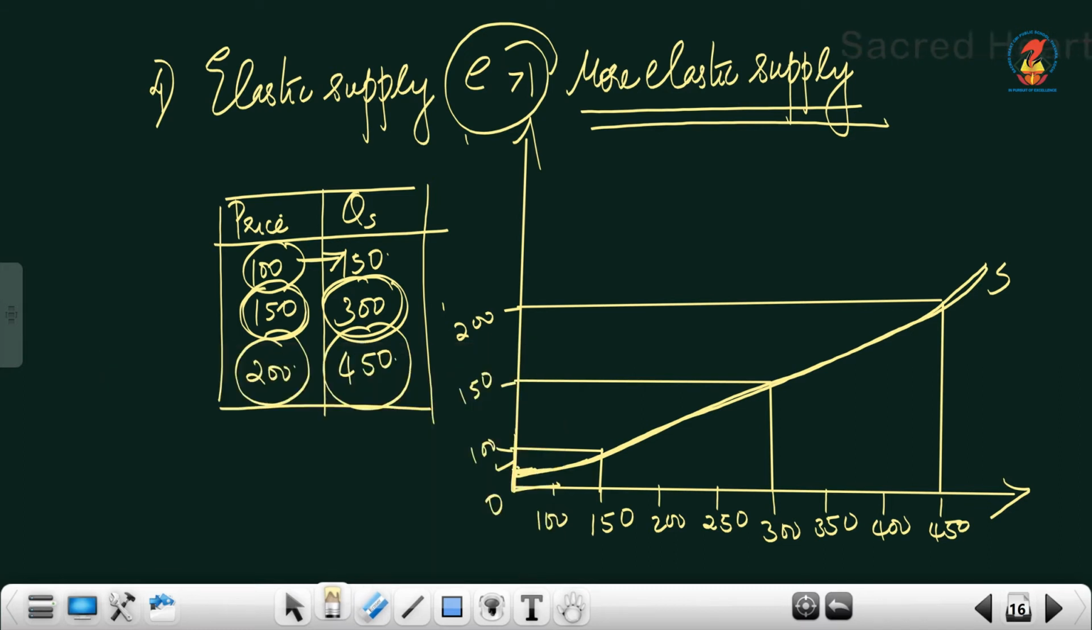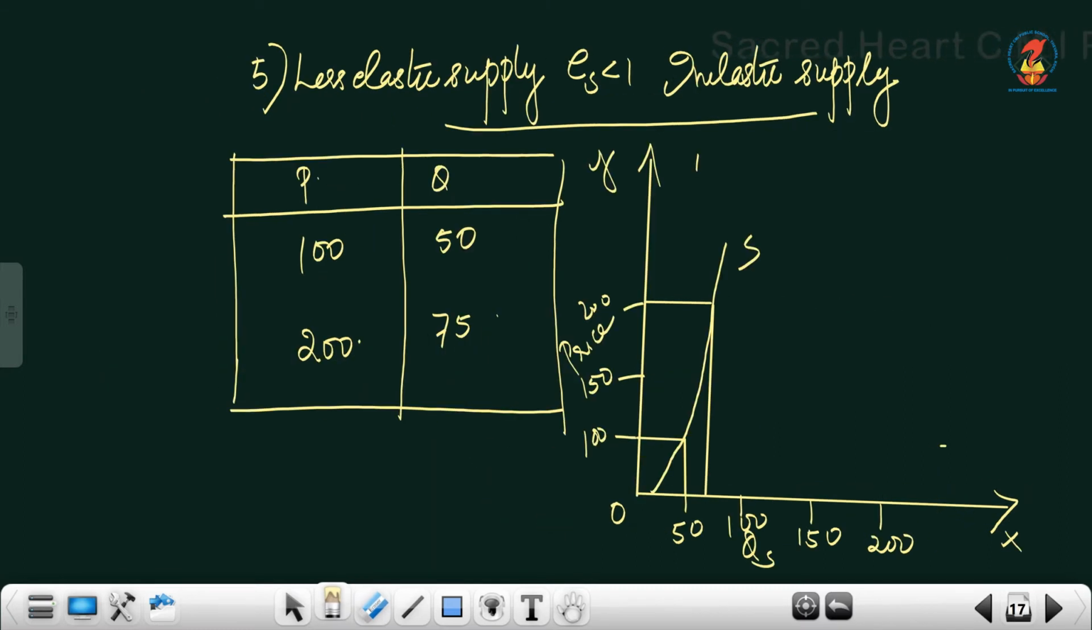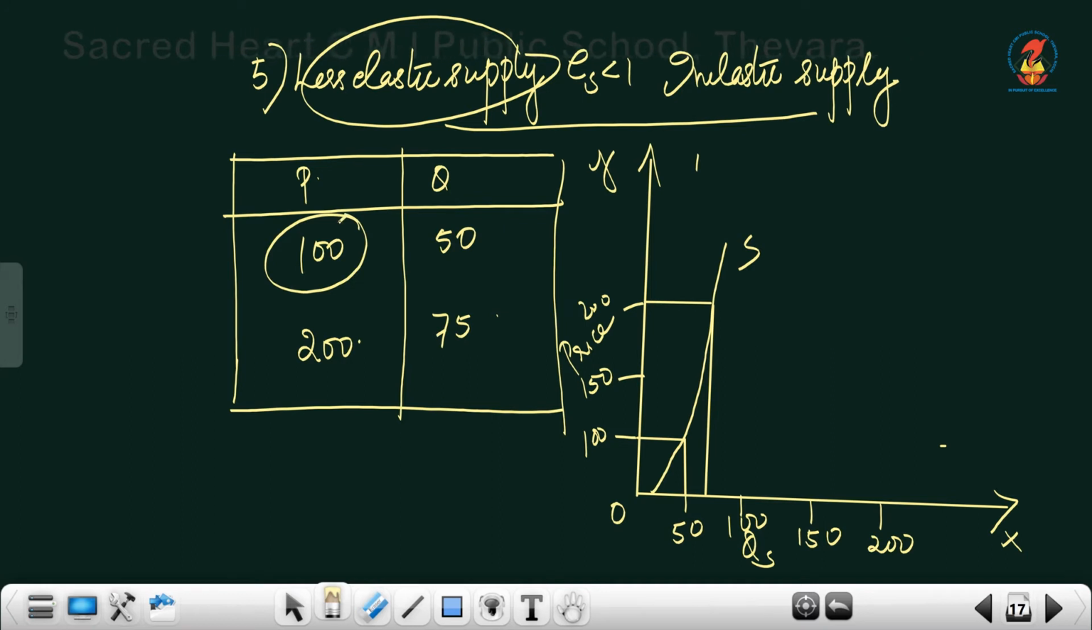Okay. Now, the next one is inelastic supply or less elastic supply. What do you mean by that? This can be explained with the help of a table. See, the price is 100 and the quantity supplied is 50. When the price increases from 100 to 200, the supplier has increased his quantity only by an amount of 25. That means 50 plus 25, that is 75.